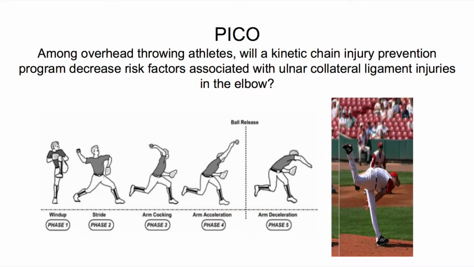Our PICO question will be, among overhead throwing athletes, will a kinetic chain injury prevention program decrease the likelihood of ulnar collateral ligament injury risk factors in the elbow? Now, what does that mean? We are going to go along the kinetic chain and figure out where the breakdowns are, and if we can find different methods of decreasing the likelihood of those breakdowns occurring and resulting in UCL injuries.